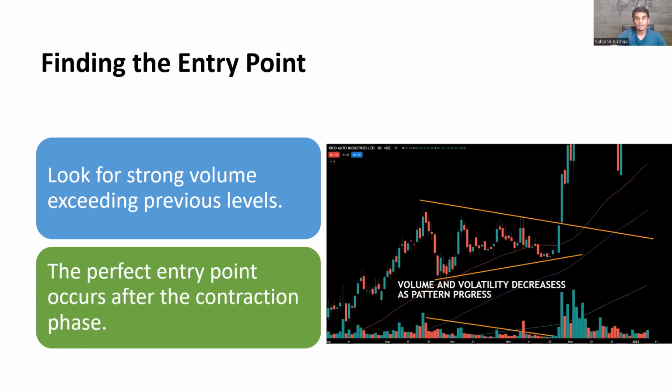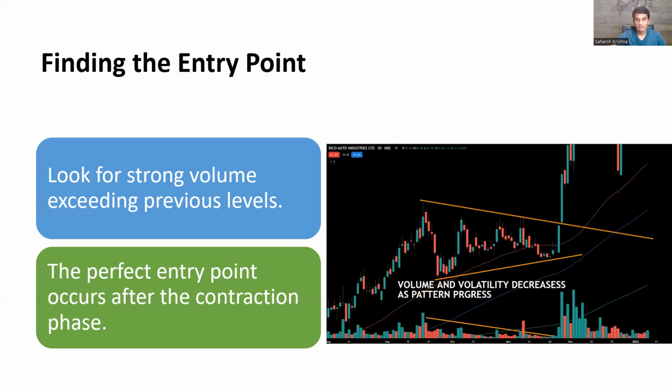The best entries come after the contraction ends. We must wait patiently for the volatility expansion. The surge in trading volume signals a breakout. Volume needs to spike rapidly higher. Watch for volume exceeding previous levels. This shows conviction behind the price swing. It confirms the new trend is truly starting.